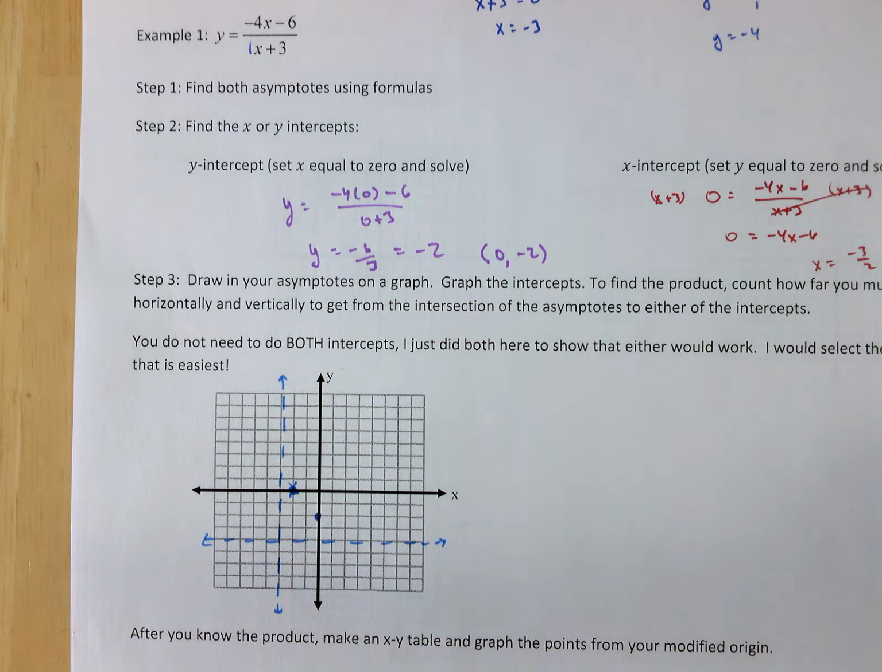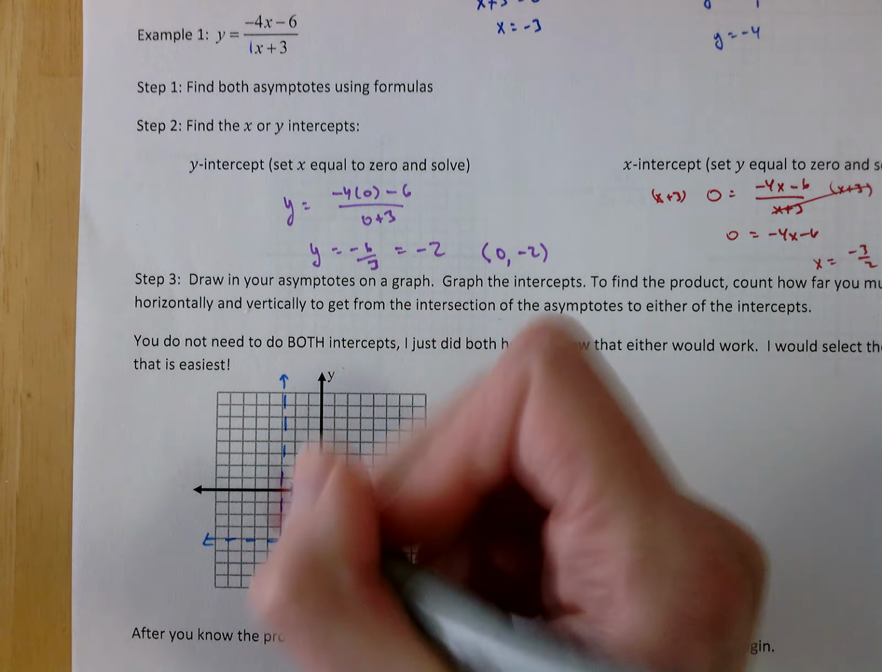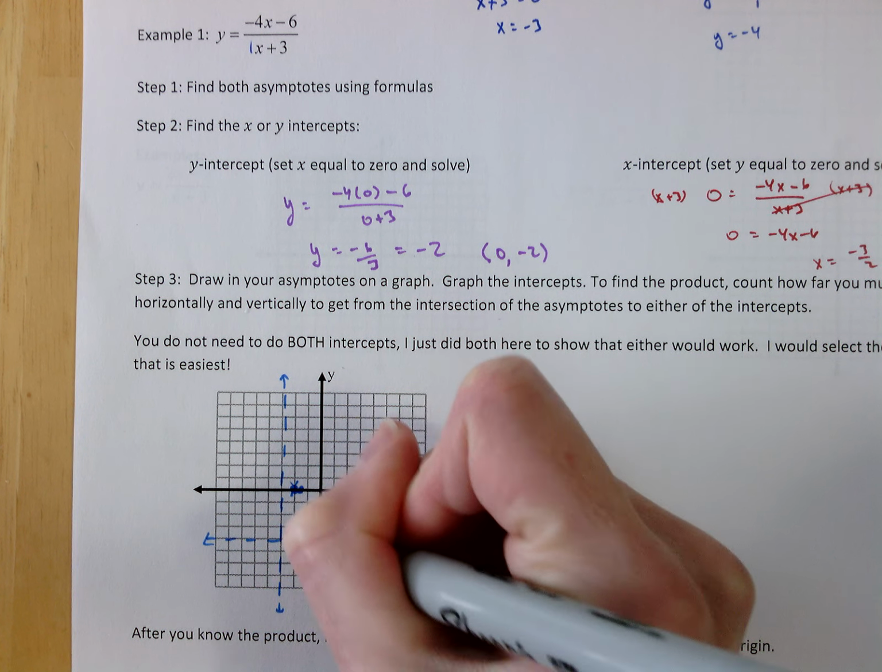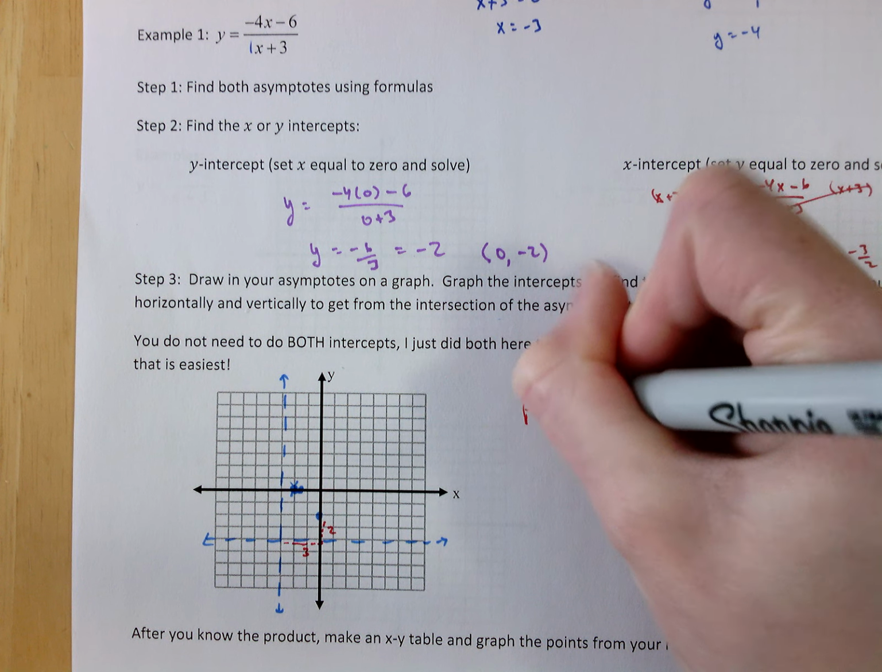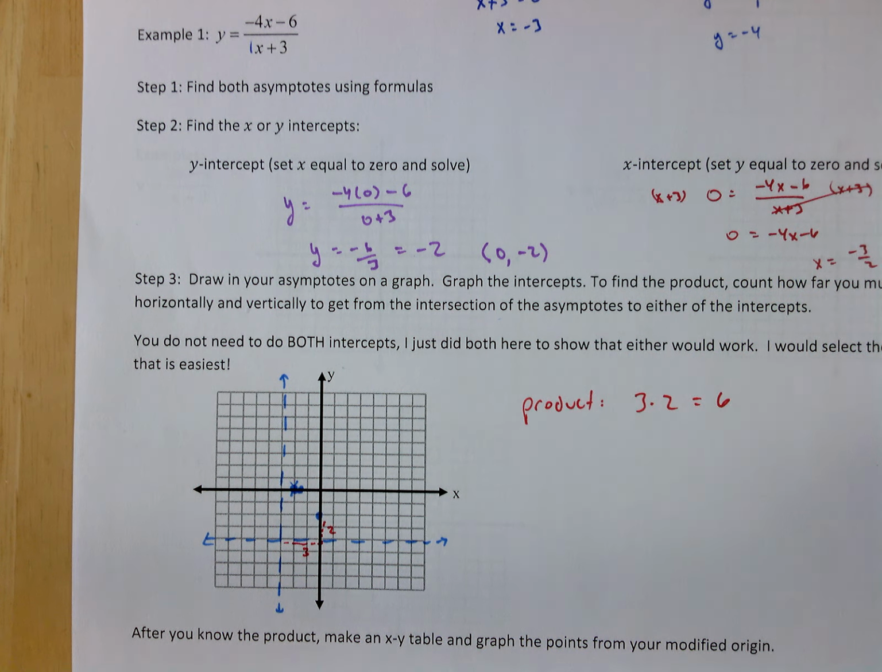Okay, so this point is a little bit easier to deal with. From my modified origin to this point, I have to go over 3 and up 2. So looking from my modified origin over to here, it was over 3 and up 2. So my product is going to have to be 3 times 2, or 6.